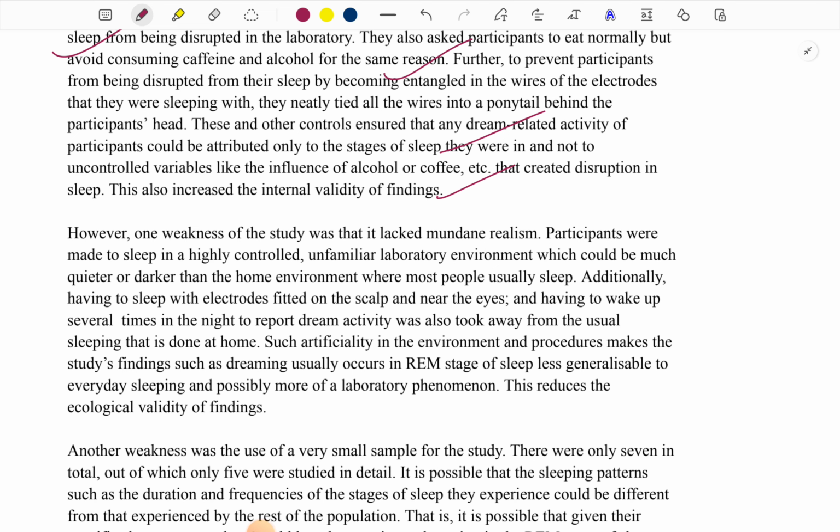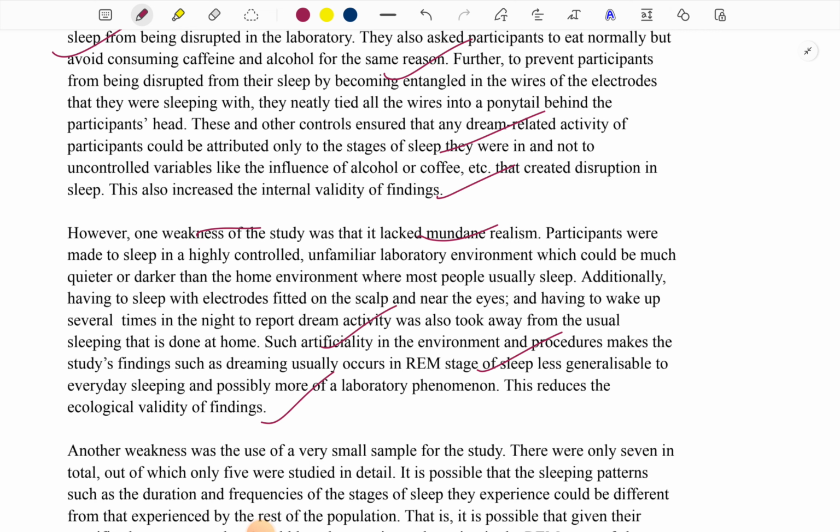I take the same approach towards weaknesses. That is again the IQ format. Weakness of the study is that it lacked mundane realism. This I have attributed to both the environment of the experiment and the artificiality of the way in which they were sleeping. And then I've explained why that is a problem, because then the same findings, which findings I have specified, those findings will not be applicable to real sleeping settings or the real way in which people dream, and that reduces ecological validity.